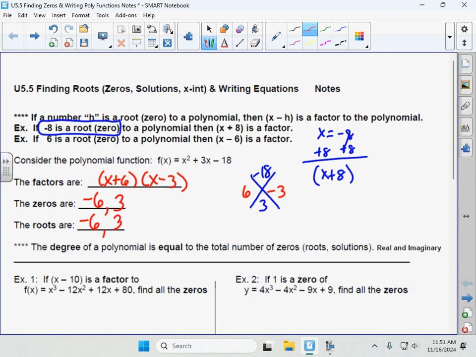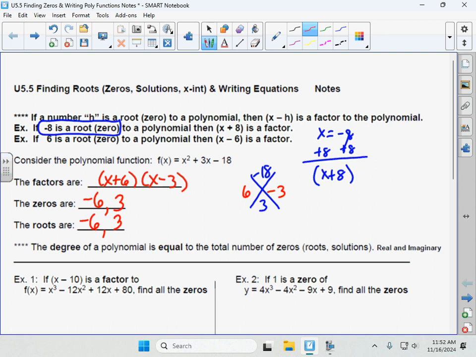All right. Also, the degree of a polynomial, remember, is equal to the total number of zeros or solutions that we're looking for. They can be both real and imaginary. So always look at the degree of the polynomial. That's going to tell you how many total solutions you're looking for.